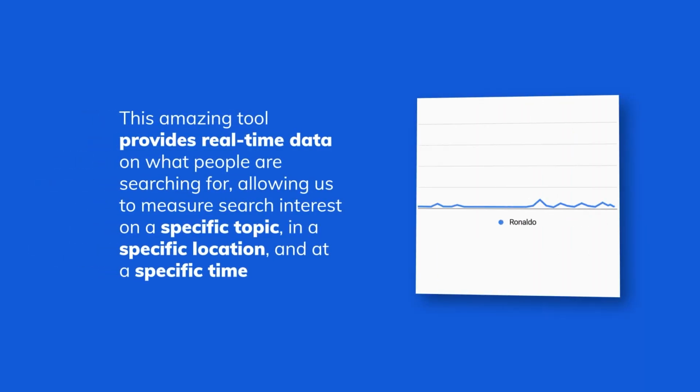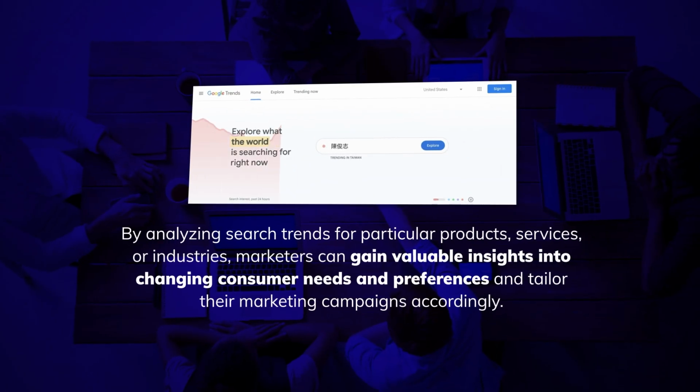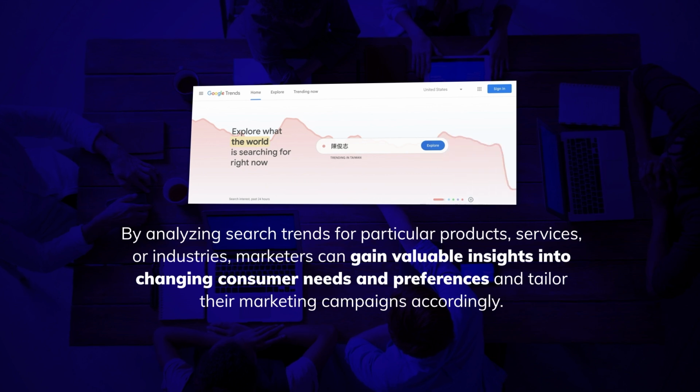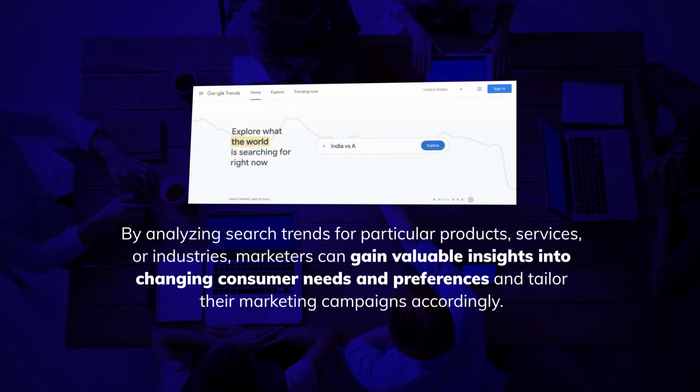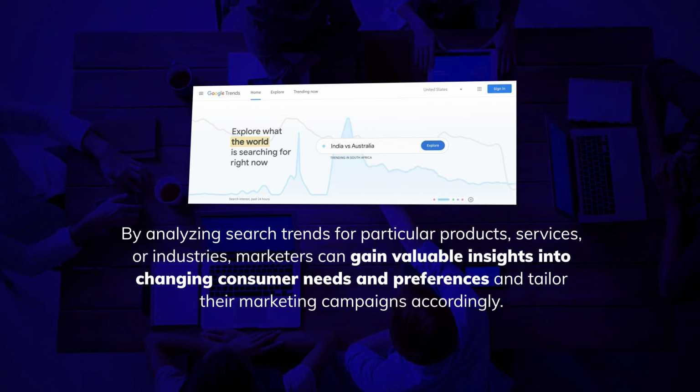So let's get started. This amazing tool provides real-time data on what people are searching for, allowing us to measure search intent on a specific topic, in a specific location, and at a specific time. By analyzing search trends for particular products, services, or industries, marketers can gain valuable insights into changing consumers' needs and preferences, and tailor their marketing strategy accordingly. Whether you're a content creator looking for popular topics and keywords, or conducting market research to analyze demand in different regions or countries, Google Trends is your go-to tool for staying ahead of the curve.